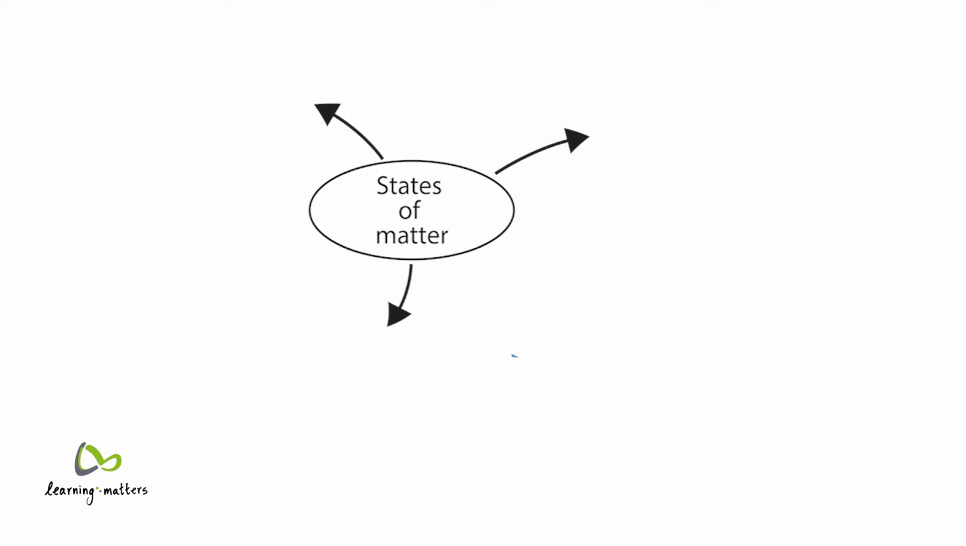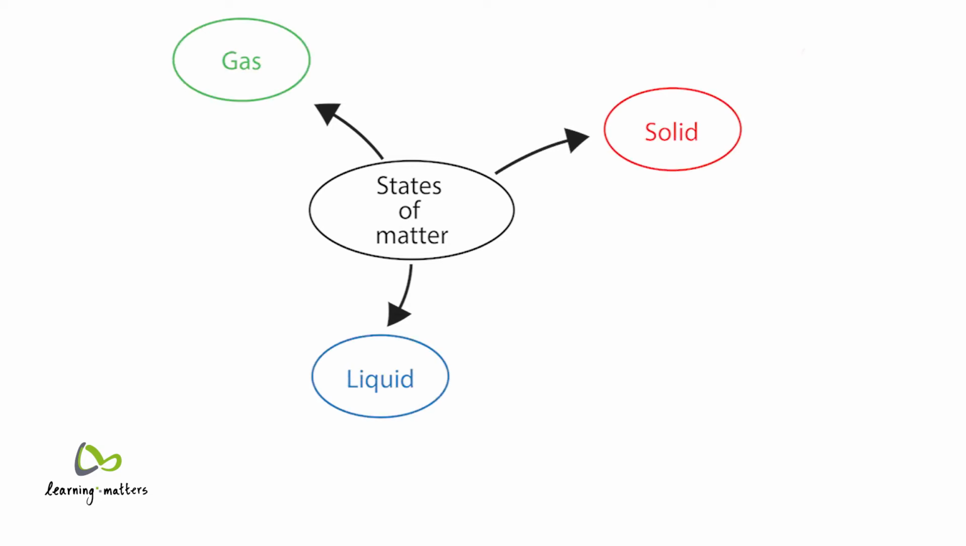There are three states of matter: solid, liquid, and gas. So each of these phrases will form the second layer of concept. And we do that by creating branches from the central bubble to the next layer of bubbles, like this.